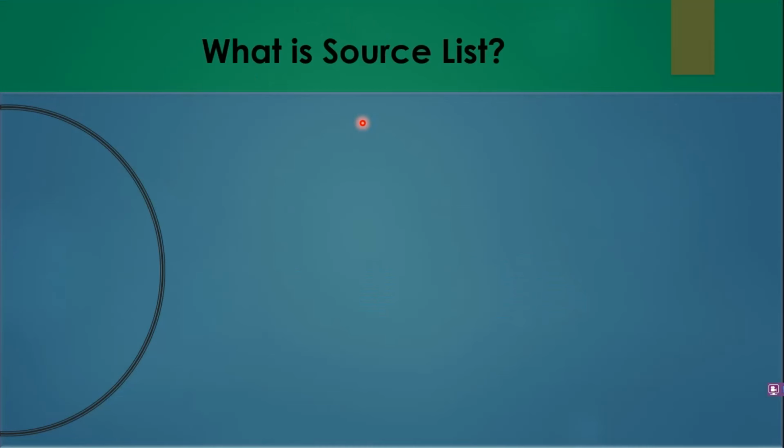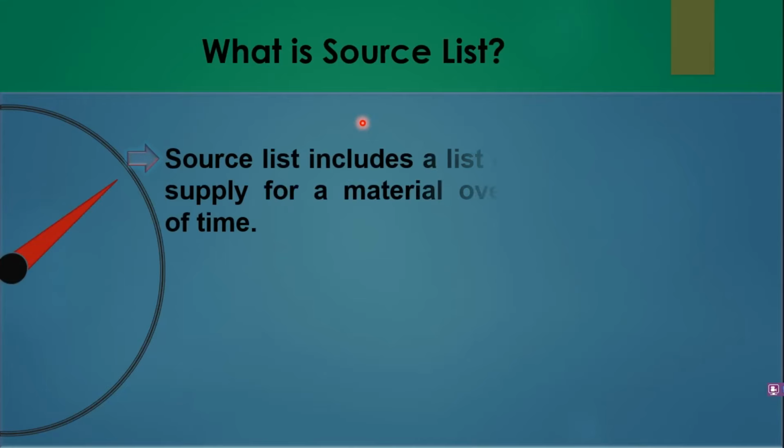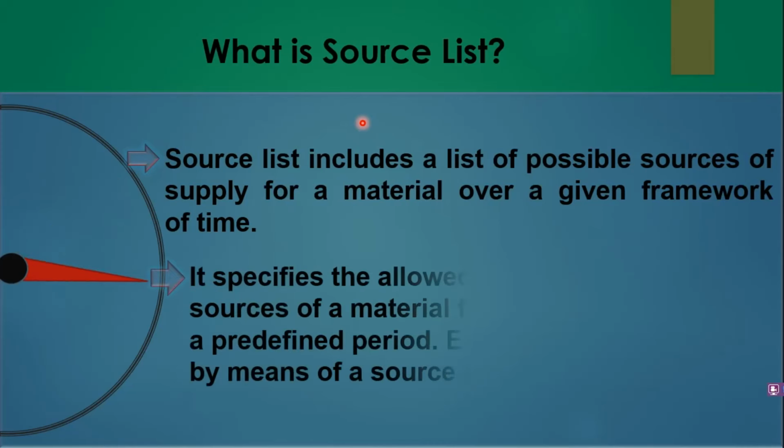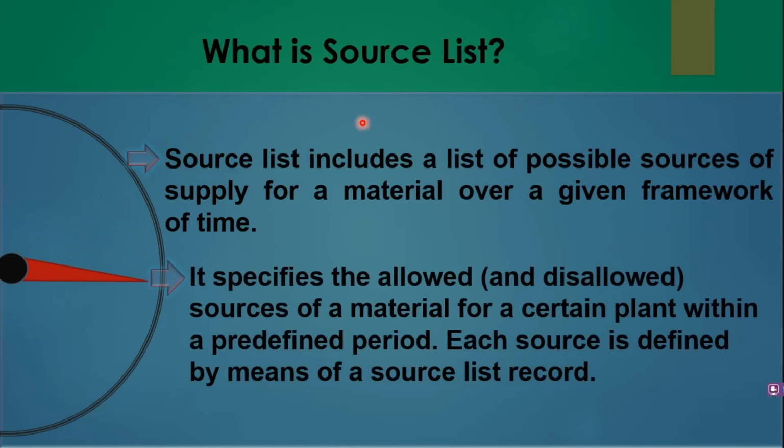So let's start with today's topic, that is source list. What does source list mean? As its name indicates, source list means all possible sources of supply for a particular material for a certain time period or frame of time. Also, source list gives us the freedom to allow or block a certain vendor, or make a fixed vendor for a particular material for a particular plant. That's why we use source list.